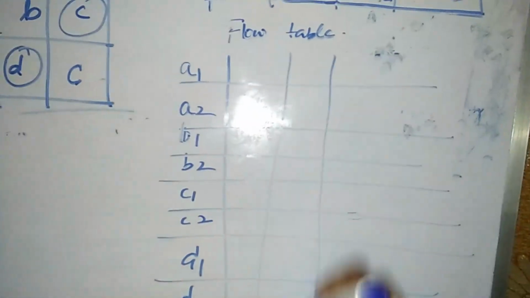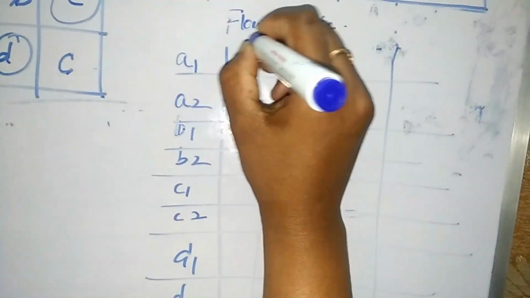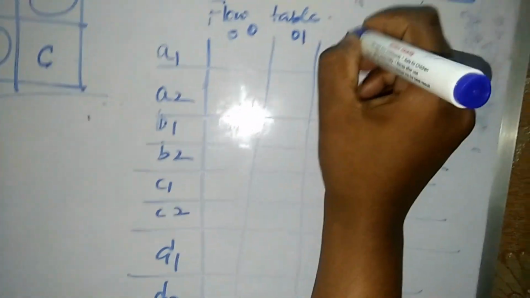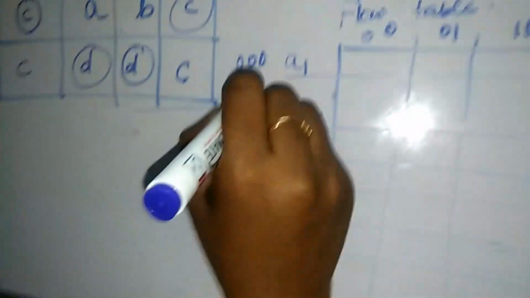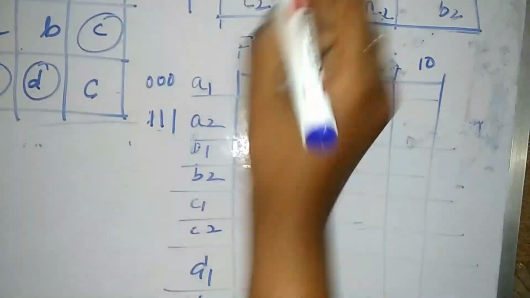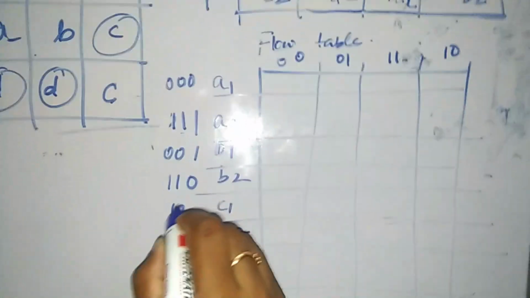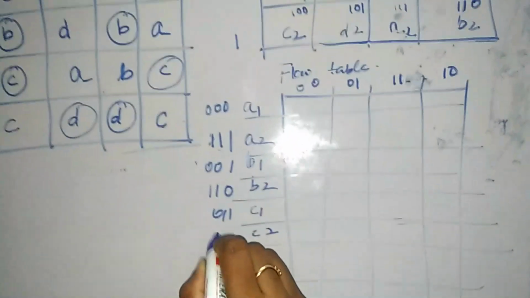So we are considering the same state table. Taking out all the inputs, here you have 0 0, 0 1, 1 1, and 1 0. Considering this, for 0 0, let me consider 0. A1 is 0, 0, 0. A2 is 1, 1, 1. B1 is 0, 0, 1. B2 is 1, 1, 0. C1 is 0, 1, 1. C2 is 1, 0, 0. D1 is 0, 1, 0. And D2 is 1, 0, 1.